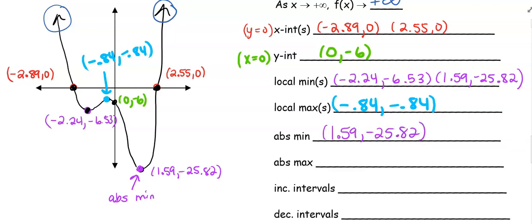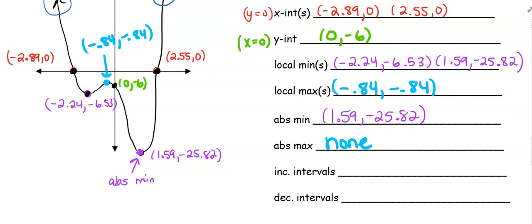And it's asking if we have an absolute max. We only had one maximum value, and that was here. This is not my absolute max. Because my graph is continuing above that point, that's just going to be a local max, and there isn't going to be an absolute max.